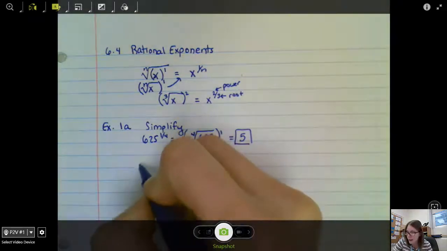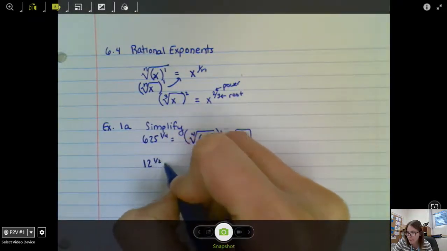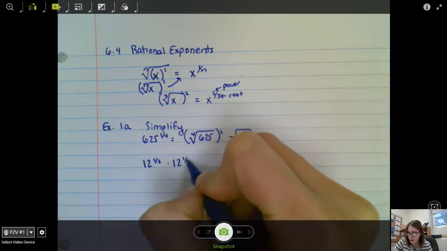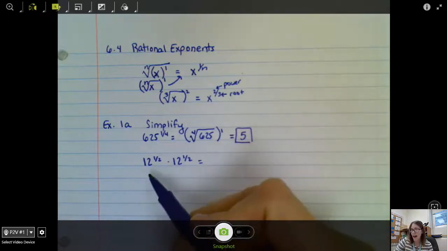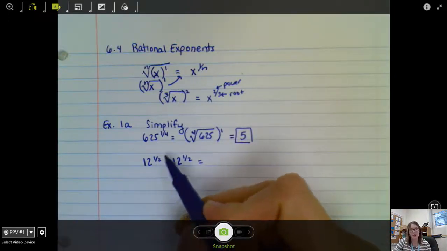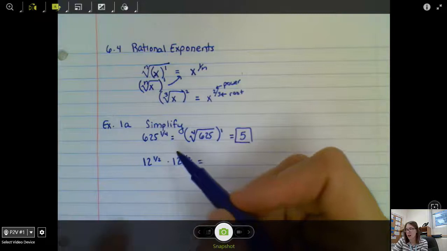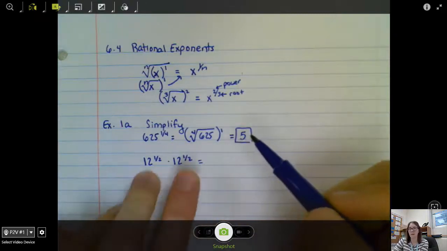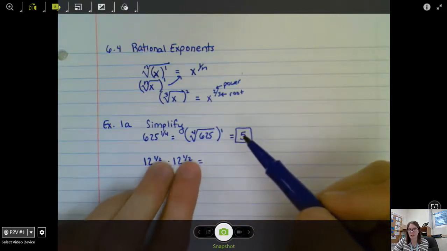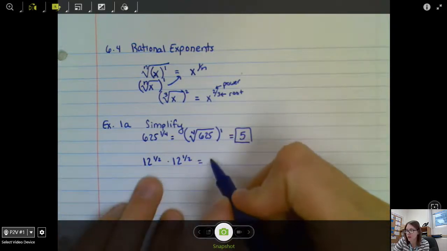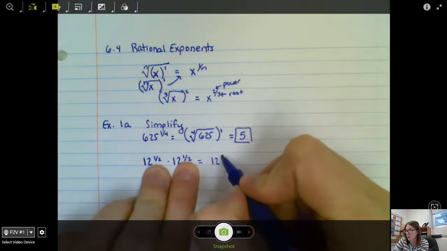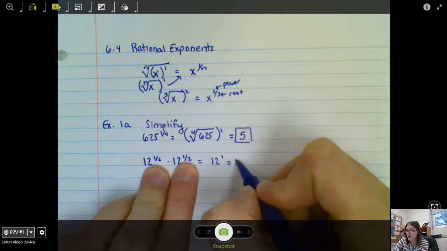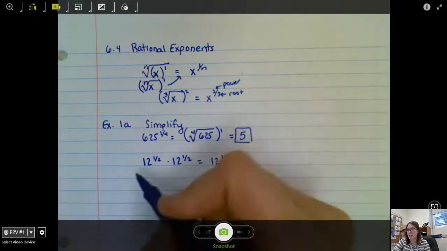Okay, next one. If I had 12 to the 1/2 power times 12 to the 1/2 power, we could do this 2 different ways. I have the same base to an exponent. And remember your exponent properties. If you have the same base, we can add those exponents together to simplify. 12 to the 1/2 plus 1/2 would be first. We get 12.